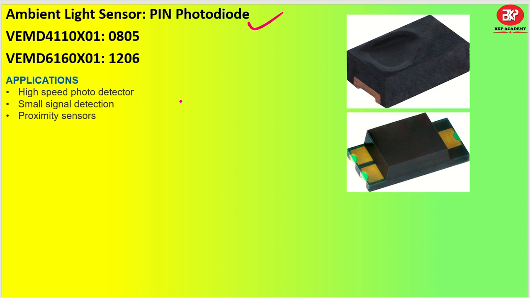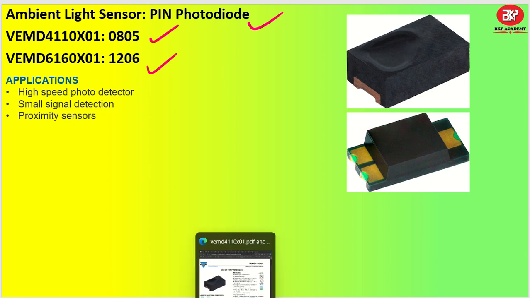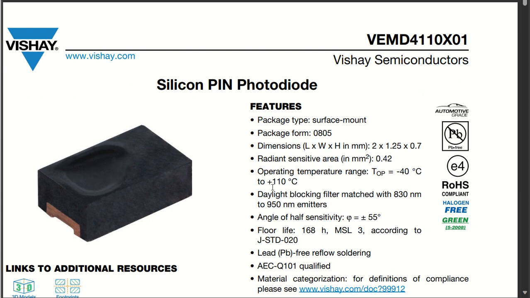So pin photodiode, we will take two devices right now. One is 0805 package and one is 1206 package. You can see the applications for these two devices can be high speed photo detectors and small signal detection, proximity sensors. Okay, so this is the diagram that you can see, right? Let us quickly see the data sheet and understand what it is actually.